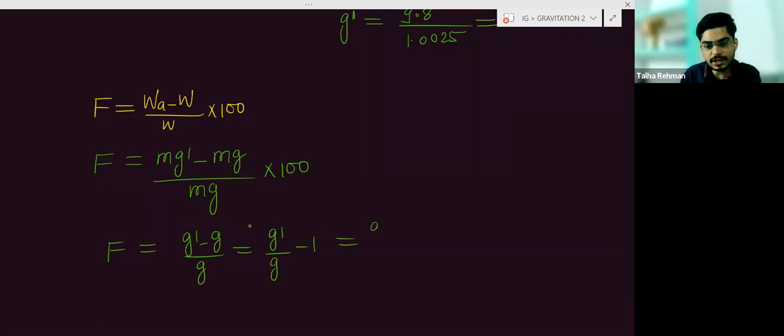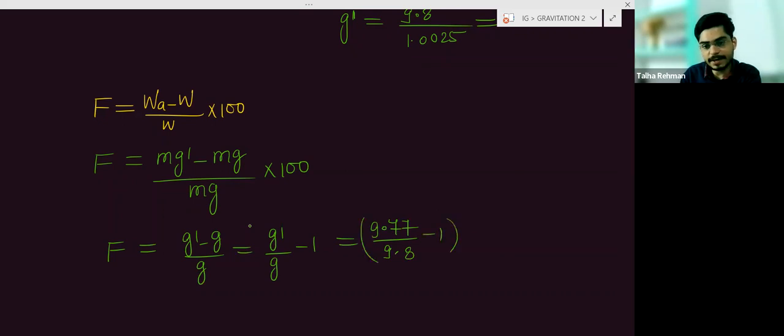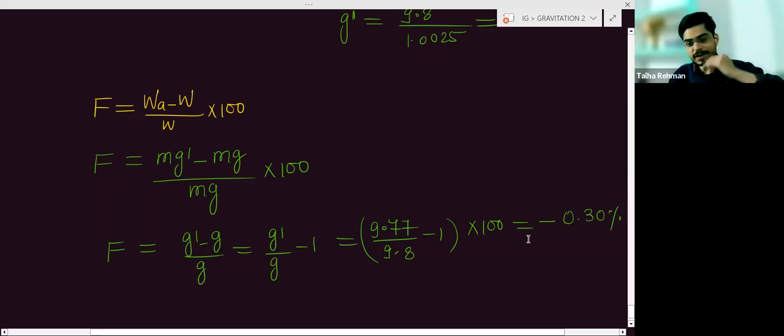g dash value is 9.77 and g value is 9.8. So (9.77 by 9.8 minus 1) multiplied by 100. When you calculate this, you will get the answer negative, I think about 0.3%. Negative means the value is decreasing. The value is decreasing.